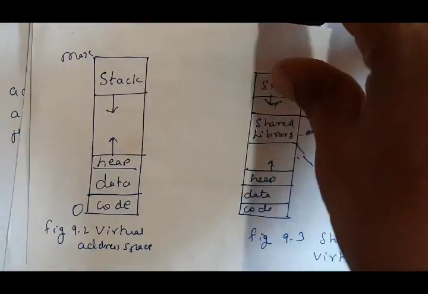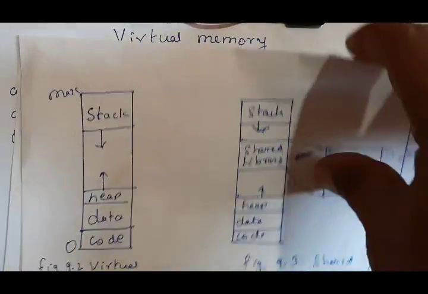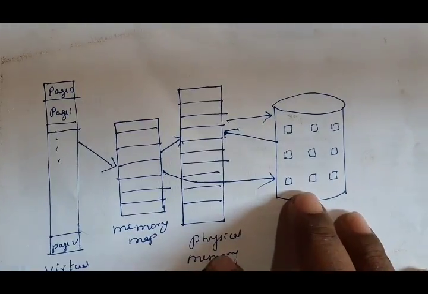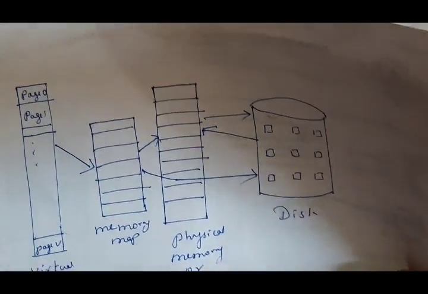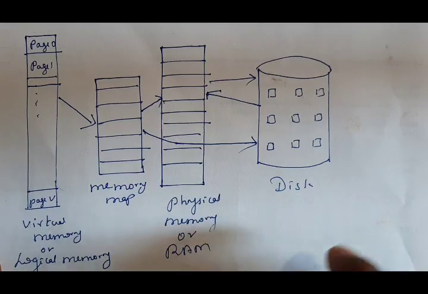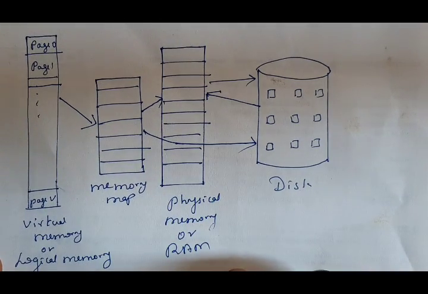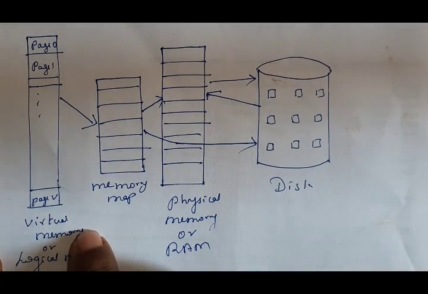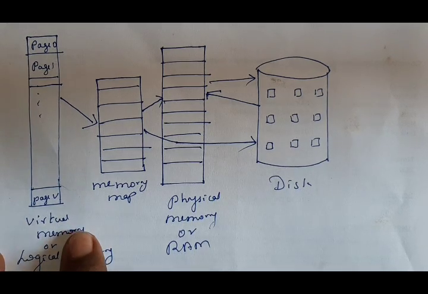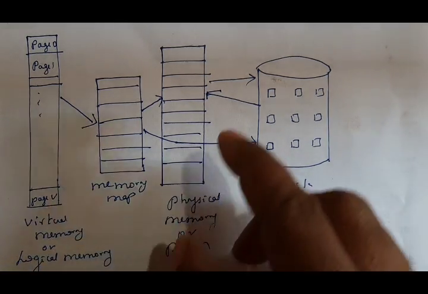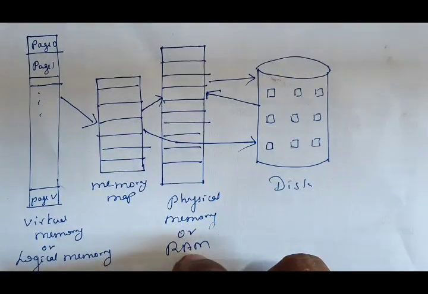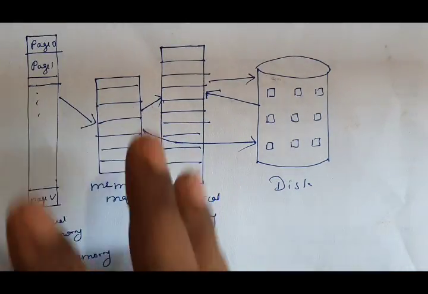See the example here. This is the physical memory, the RAM. Sometimes if the program is big, this RAM is not sufficient. So the virtual memory is physically not present, but software makes the user feel that it is present. Here the physical memory RAM is less, and the virtual memory space is more.